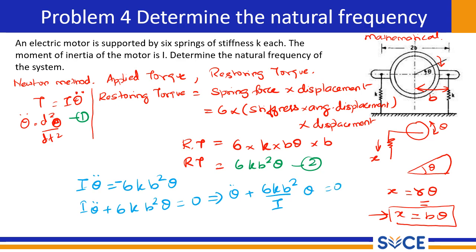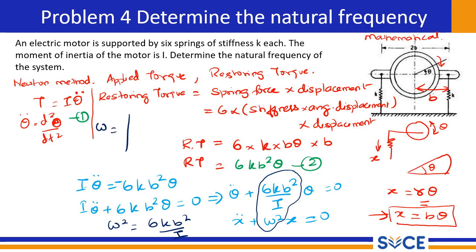So we come to the conclusion. You know that x double dot plus omega square x equals 0, and this is how you relate it. So omega square equals 6K b square divided by I. So the natural frequency for this problem is omega equals root of 6K b square divided by I.